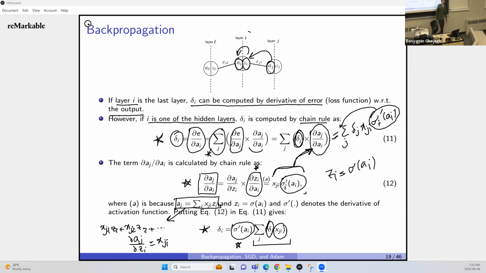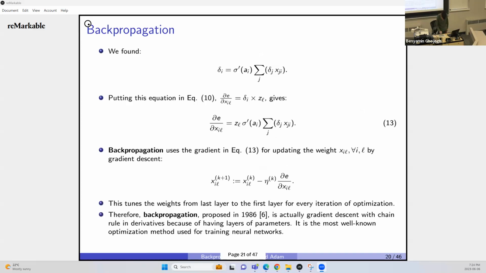Delta J, you also know that. Why? Because you're backpropagating the error. You know delta J in the last layer, and you are coming back. So you always know the delta of the next layer. So all of them are known. So delta I is also known. Right? Now, this is what we found. I'm repeating it here, putting this in equation 10. What was equation 10? It was this.